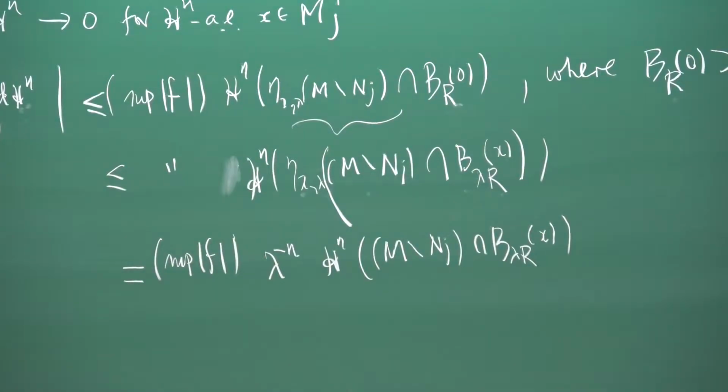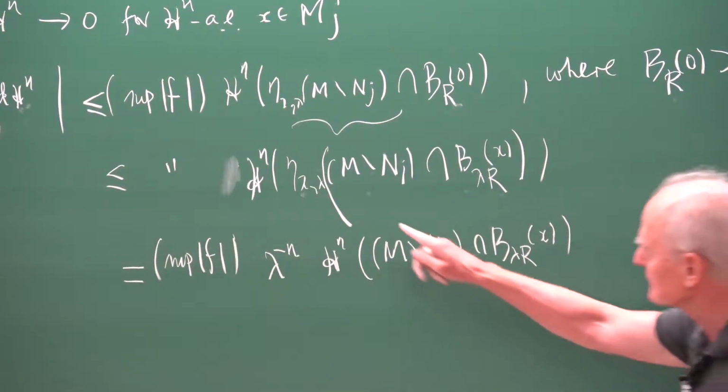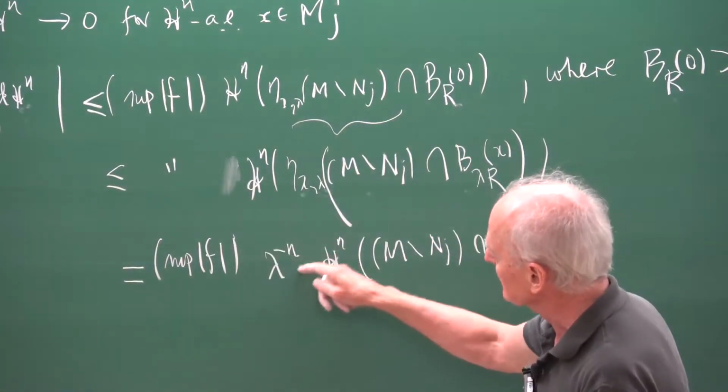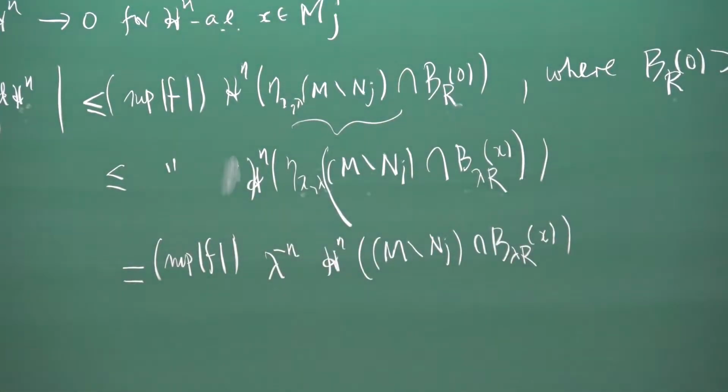So that's an important point. It's one of the basic properties of Hausdorff measure in Euclidean space that it has this scale property. If you scale the set by a factor of λ, then it scales the measure by a factor λ to the n. Or in this case, we're scaling by a factor λ to the minus 1, so it scales the measure by λ to the minus n.